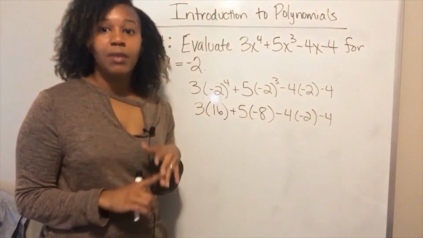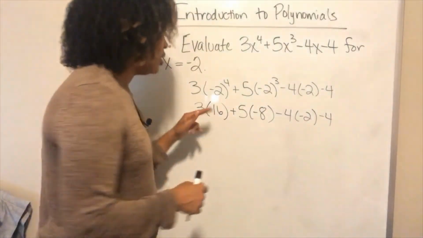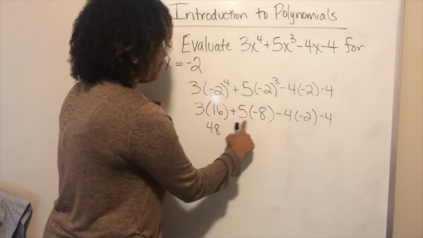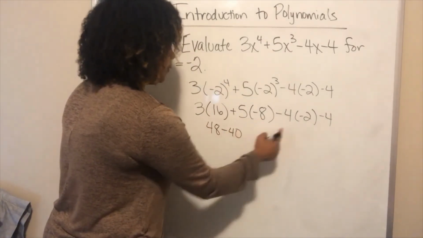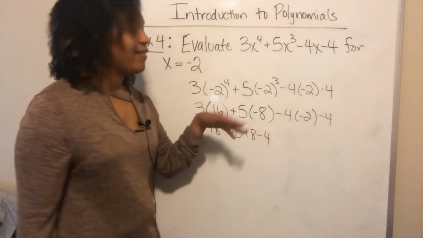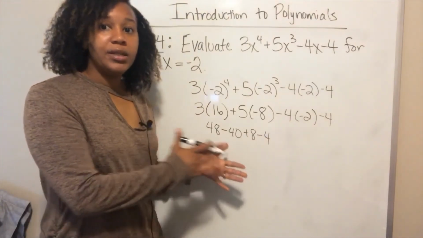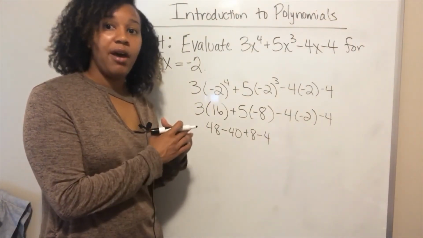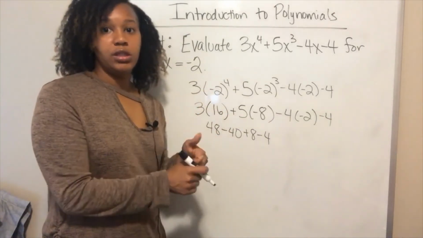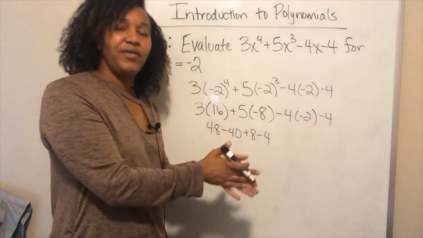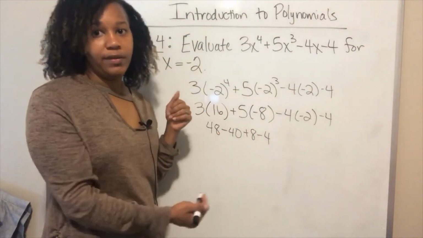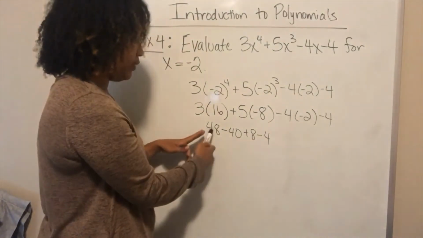So please excuse, so multiplication would be next. So I'll multiply. So 3 times 16 is 48. 5 times -8 is -40. -4 times -2 is +8. And minus 4. So I don't have any division. I have plus and minus left. Anytime you have multiplication and division together, or addition and subtraction together, then you just work from left to right. So I have addition and subtraction, so I work from left to right.